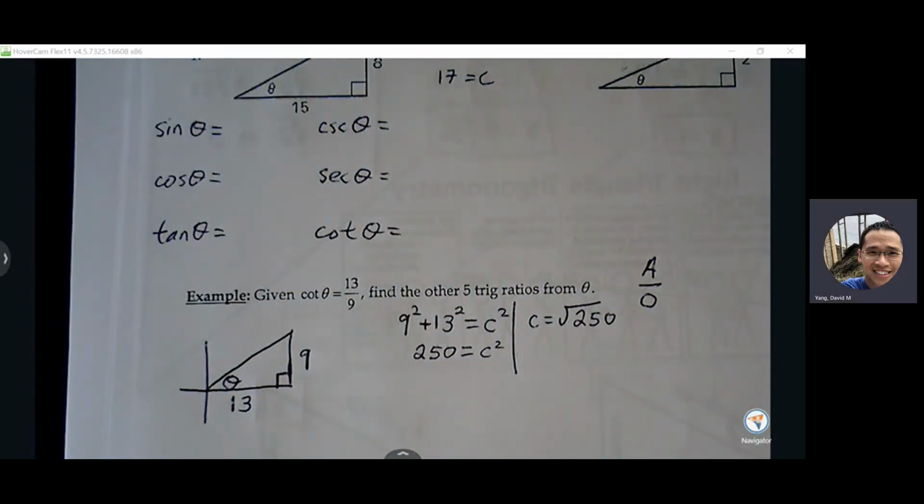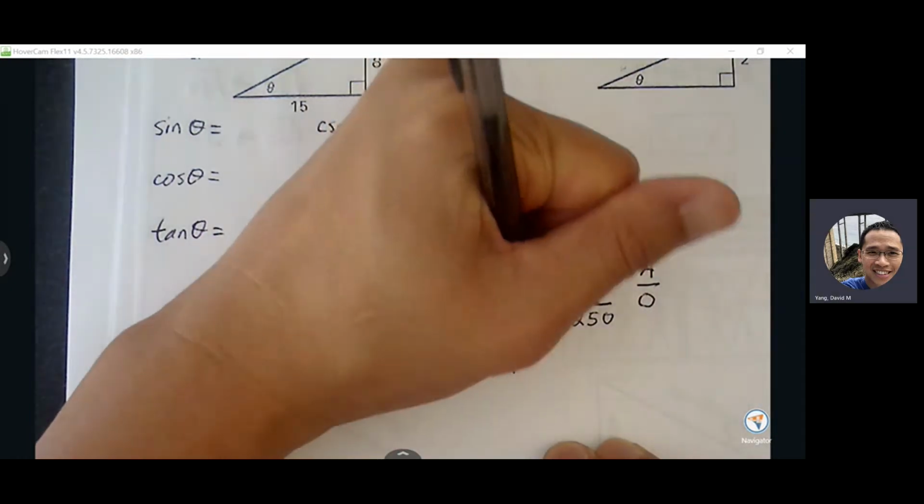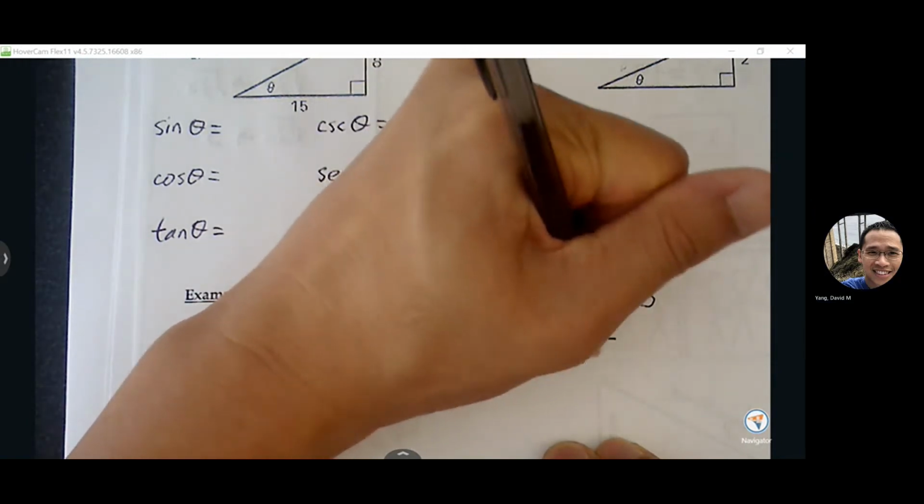Now technically, when we take the square root of both sides, if we were to solve this equation, we should have a what? Right, plus or minus. But why do we not deal with the negative here? Why do we not worry about that there could be a negative root 250? Yes, it's a side length, so we're just going to treat every side length as positive. No negative side lengths. Algebraically, the negative makes sense, but because we're talking about sides of a triangle, we're going to ignore the negative.